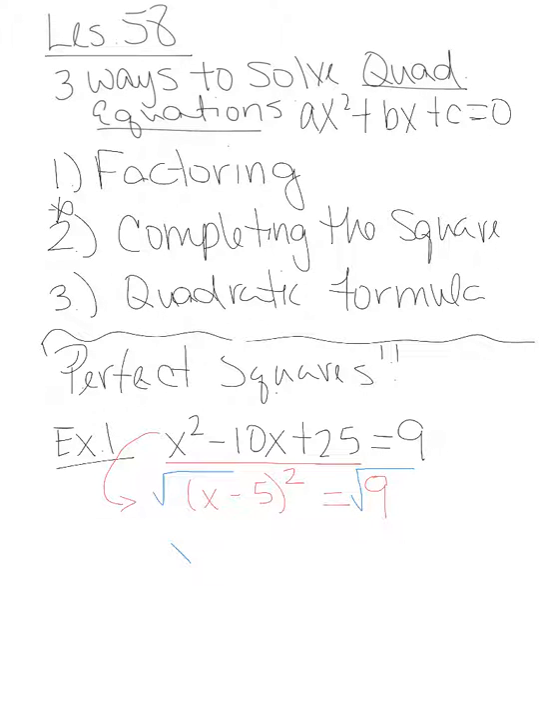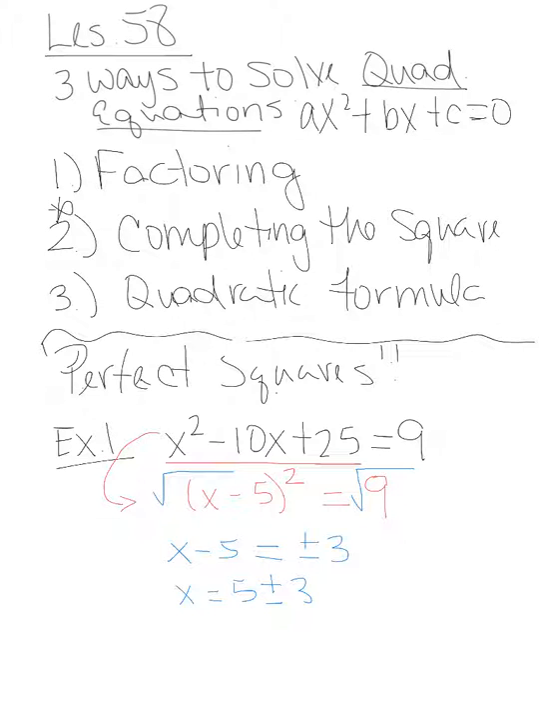So that gives me x minus 5 equals. Now, when we take the square root of 9, there are two numbers that will multiply together to give us 9, and it's positive 3 and negative 3. We have to include both of those because 3 times 3 is 9, and negative 3 times negative 3 is 9. Now, I'm still solving for x, so x is equal to positive 5 plus or minus 3.